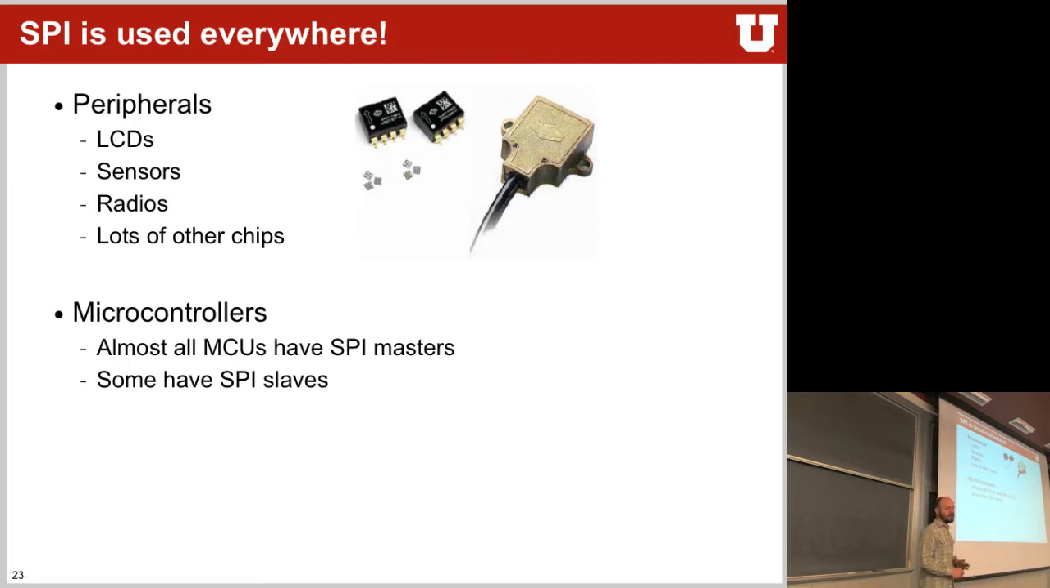A couple of peripherals, as I mentioned: LCDs, lots of sensors out there that have SPI interfaces, radios, and many, many more. So accelerometers, gyroscopes, other IMU sensors. Sometimes you actually hook up two different microcontrollers over SPI. You have one microcontroller in SPI slave mode, the other one in SPI master mode. Now you have a very fast protocol between the two to talk to each other.